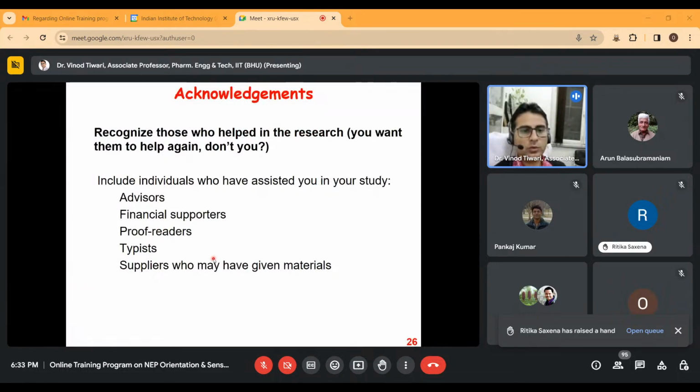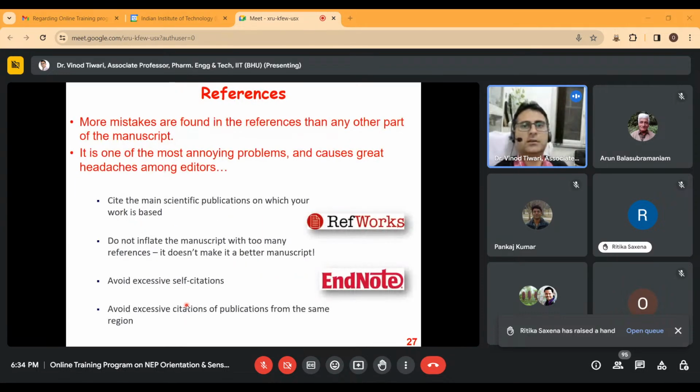And then the typist also, if he has helped you in typing your work, and suppliers who may have given the materials or the gift sample from some lab or some institutes abroad, all these people can come in the acknowledgement section, but they should not be the authors.